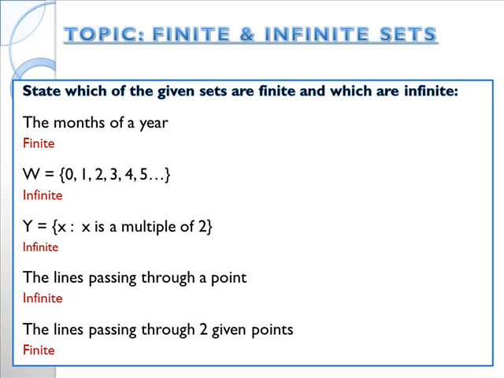Then we have the lines passing through a point. Well, we cannot count the number of lines passing through a point, so it is an infinite set. Then we have the lines passing through 2 given points. Well, only one line can pass through 2 given points, so it is a finite set. I hope that after doing these questions, you will be able to distinguish between finite and infinite sets.